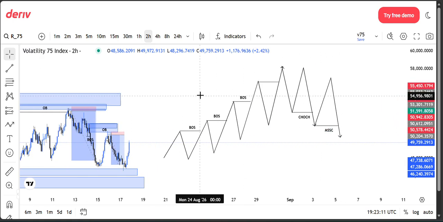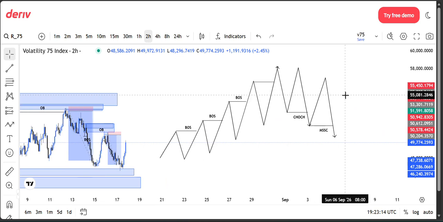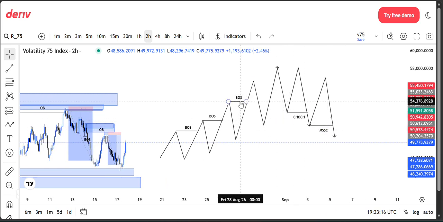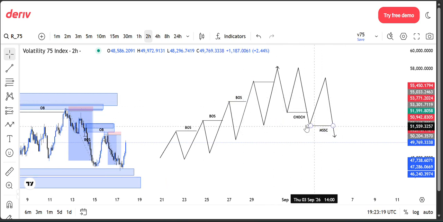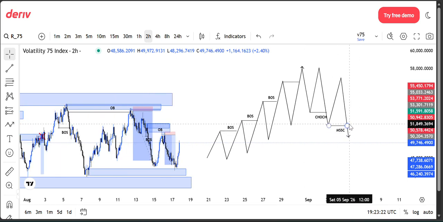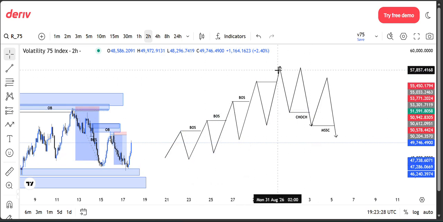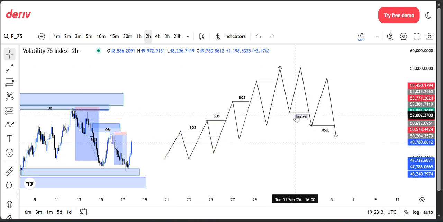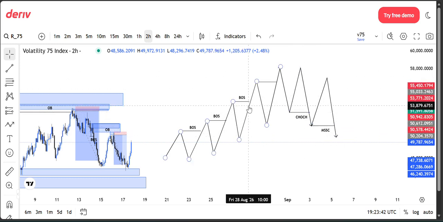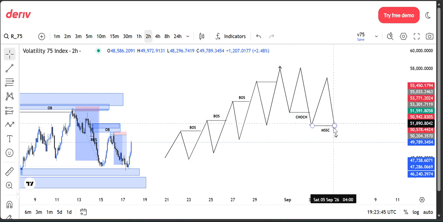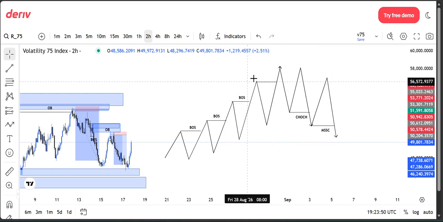Okay, so the person that was asking the question was asking why I use change of character, break of structure, and market structure shift interchangeably. If you check our previous video, you will understand the way I use it. But in a simple explanation, this is break of structure, this is change of character, and this is market structure shift, when we have seen that price has actually changed trend. Change of character is a warning sign that price is likely going to change trend. But market structure shift is a confirmation that price has actually changed trend from bullish to bearish.